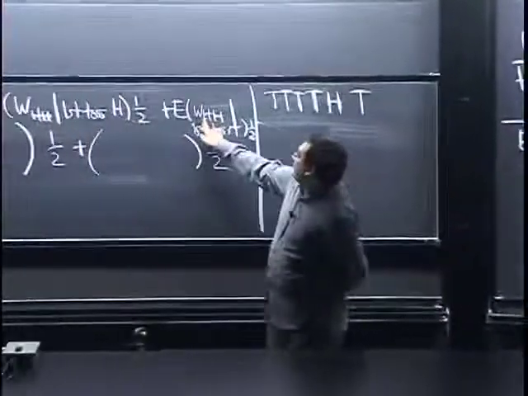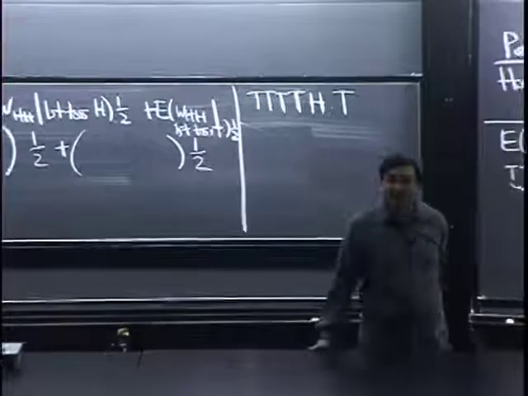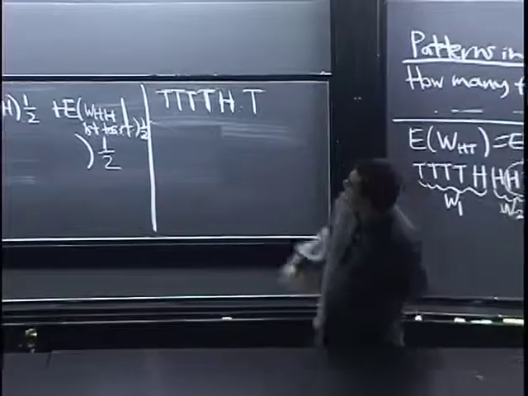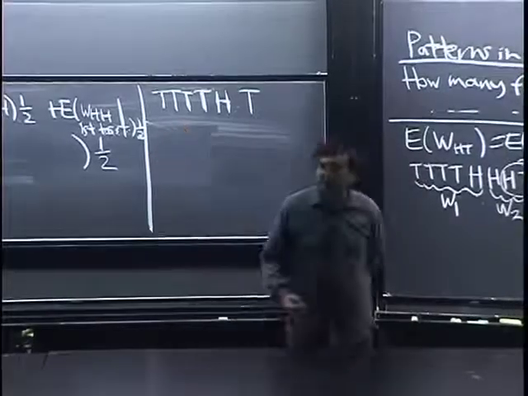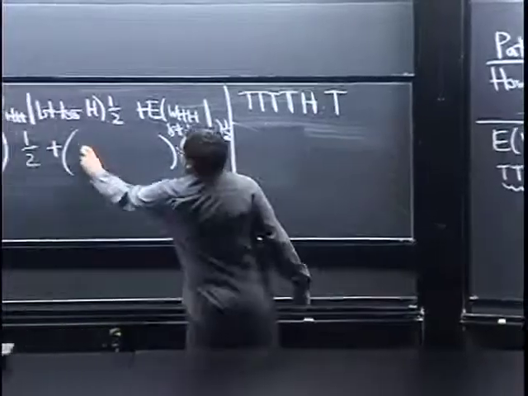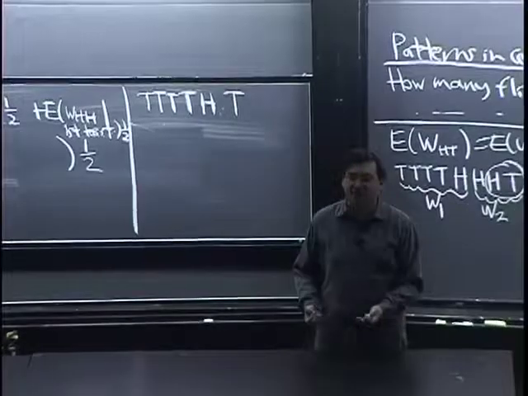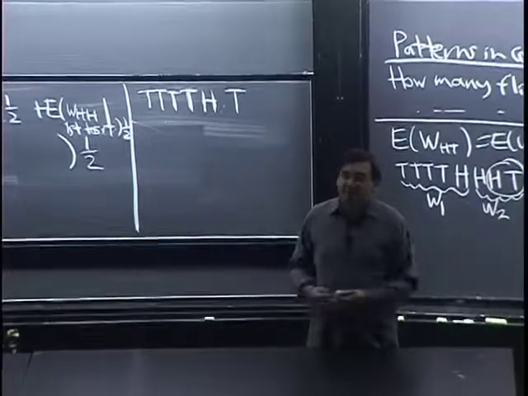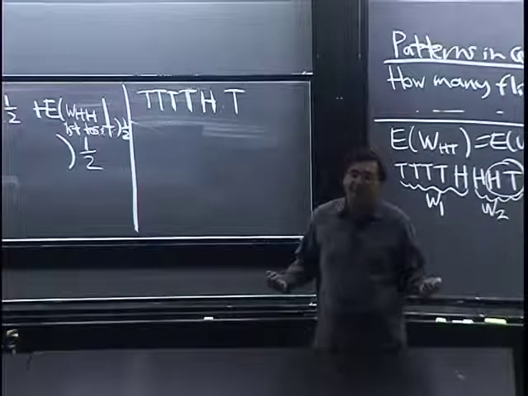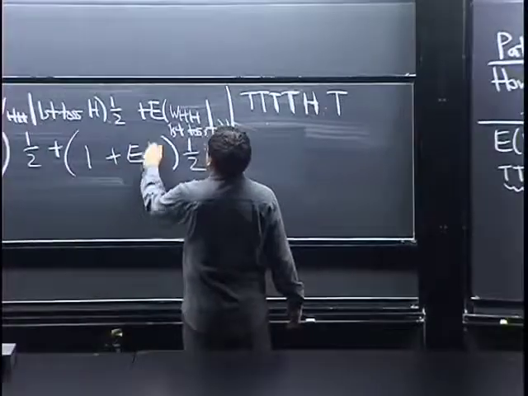I want the expected value of WHH given that the first toss is tails. Okay? That first toss is tails. What does that say? It says the first toss is tails. That cost us 1 toss. Tossed the coin once, coin was tails. Okay, then it's the same problem again, right? Exact same problem. So that's just E of WHH again.